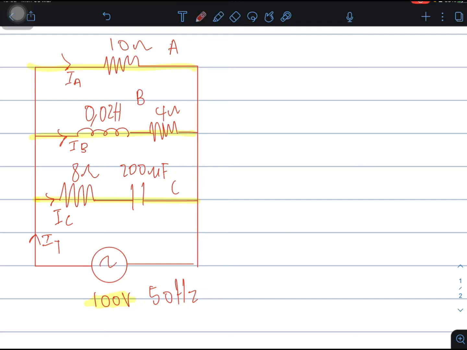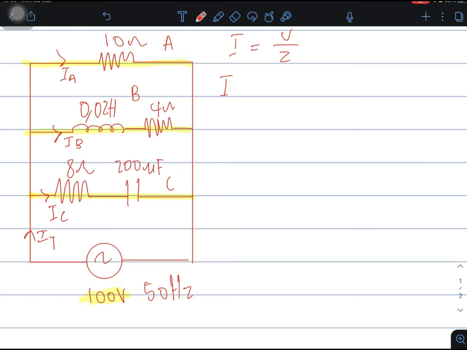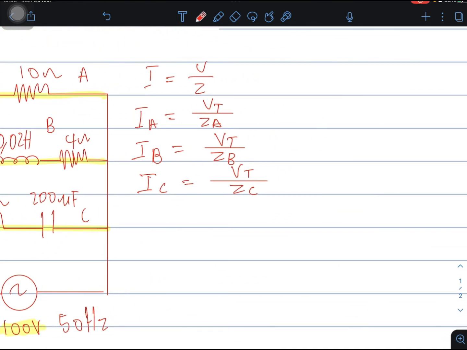Okay, and we're going to use Ohm's law. I equals V over Z in this case, since it's still an AC circuit, let us say impedance. So if I want to calculate I through branch A, we say IA equals VT over ZA. The current through the second branch is VT over ZB. The C branch is VT over ZC.